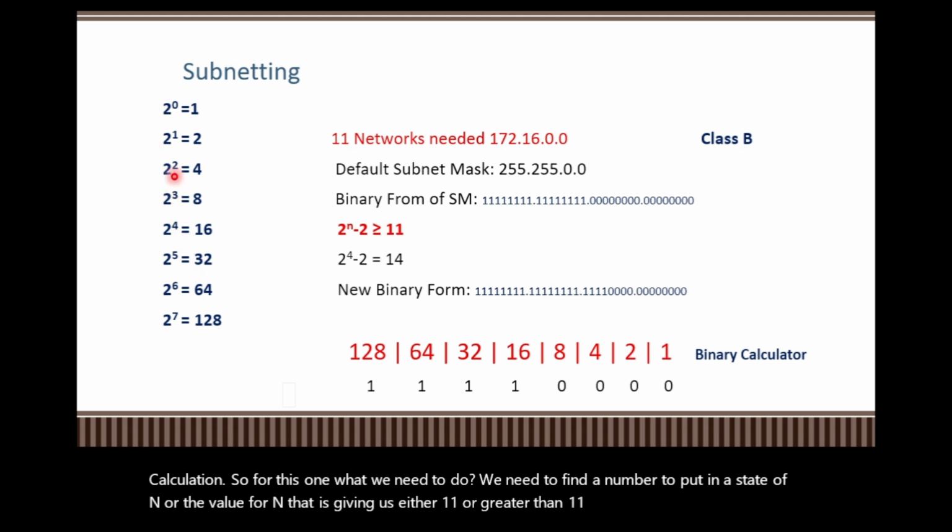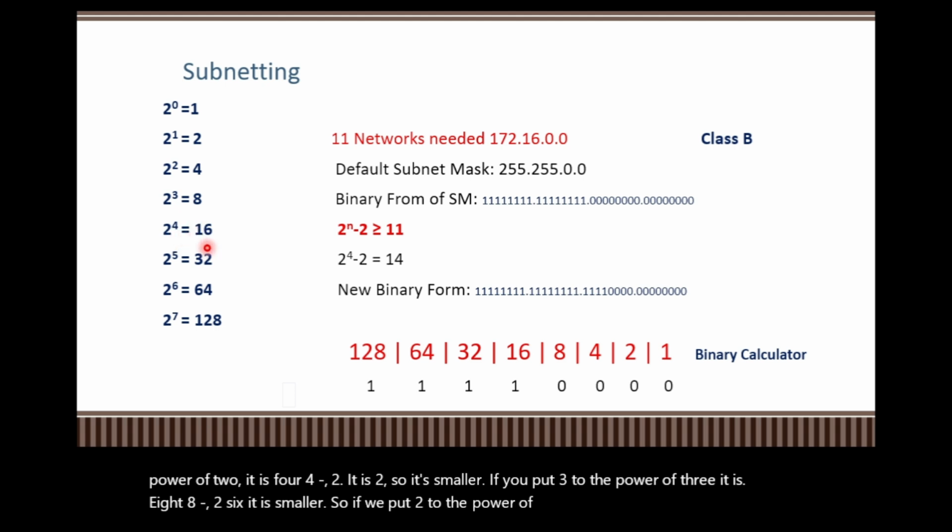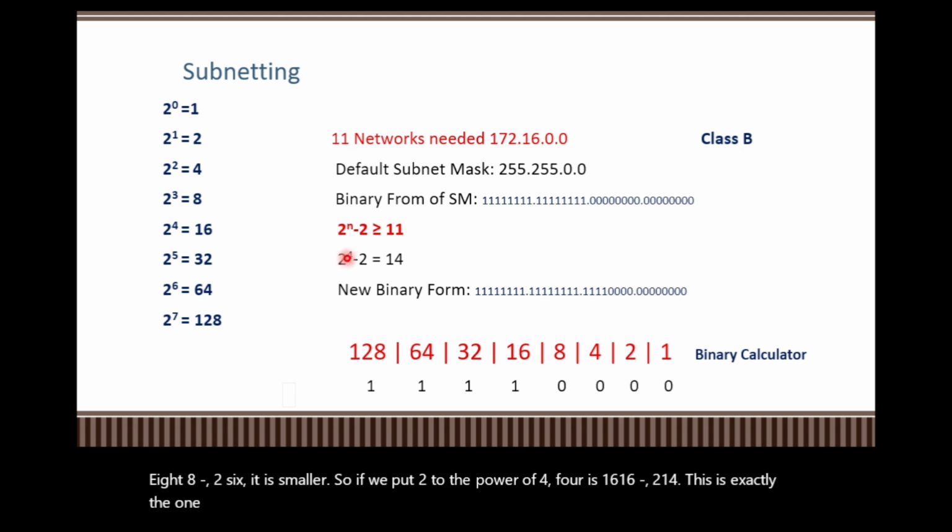So let's see. If we put 2 to the power of 2, it is 4, 4 minus 2 is 2, so it's smaller. If we put 2 to the power of 3, it is 8, 8 minus 2 is 6, it is smaller. If we put 2 to the power of 4, it is 16, 16 minus 2 is 14. This is exactly the one that we need. So the value of n is 4.